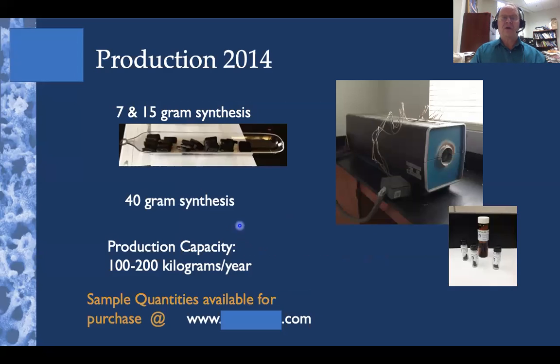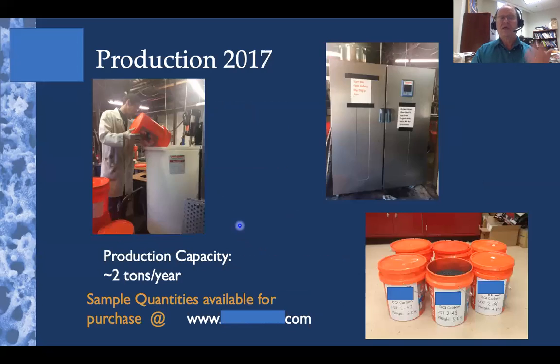I was involved early on when we were scaling from very small scale, from 1 gram up to 15 grams, 40 grams, 100 kilograms a year, then 2 tons, and most recently they've scaled up to the capacity of 500 tons a year. It's a polymeric process. They make polymers, which they then convert to carbon by heating to high temperature.